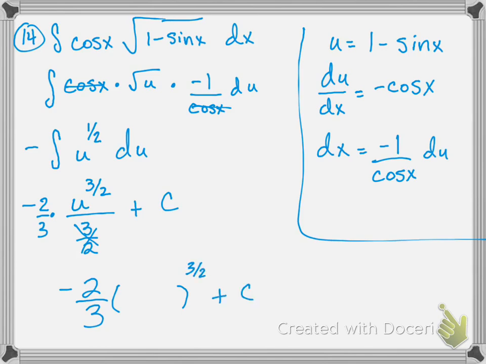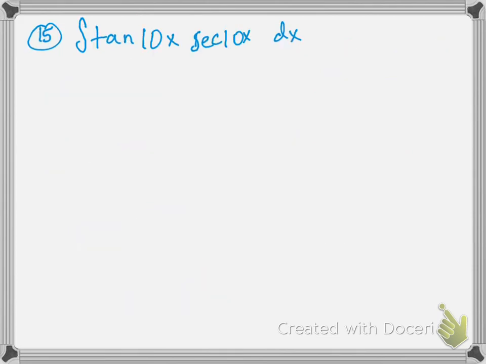So now we're going to plug that u back in. All right, so that's 1 minus sine x as our u. So we're going to put in what's usually in parentheses. Okay, so the 10x right there. There's actually a pattern in there, but you'll figure that out later. Okay, so we're going to let u be 10x.